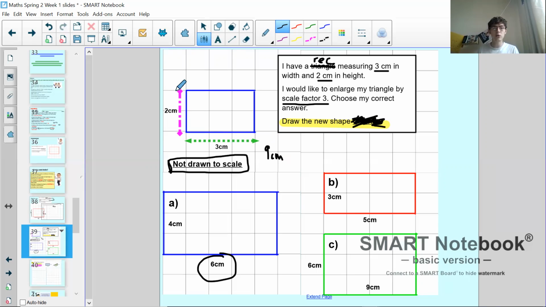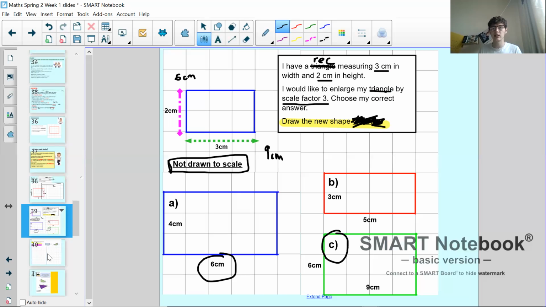And then up the side, we've got 2 centimeters. And we'll do 2 times 3, because it's got to be scale factor 3, 3 times as big, which gives us 6 centimeters, okay? So now we know that we're looking for a rectangle with 9 centimeters along the bottom and 6 centimeters along the sides, okay? So we'll look around and C is our answer, okay? So C is the shape which has been enlarged by scale factor 3, okay? So continuing on to the next slide now.